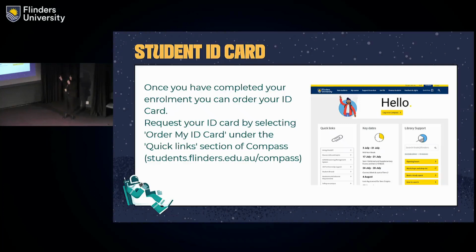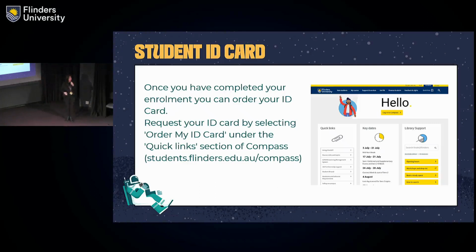If you want to, you can order it online. It's very easy. Just log into the Compass system. Scroll halfway down and you can see the link to order my ID card. And then follow the prompts there. You can submit a photo to us and we can print your ID card out.